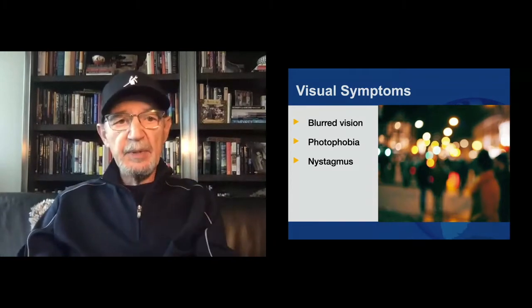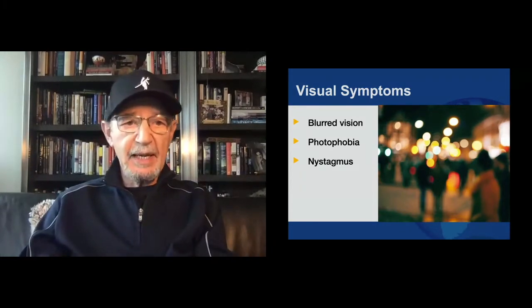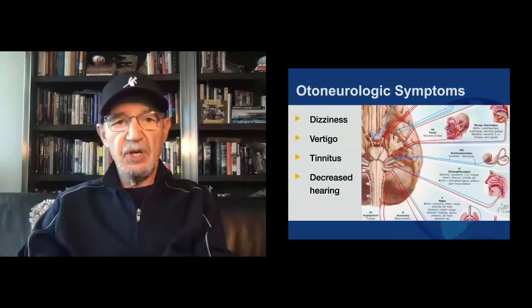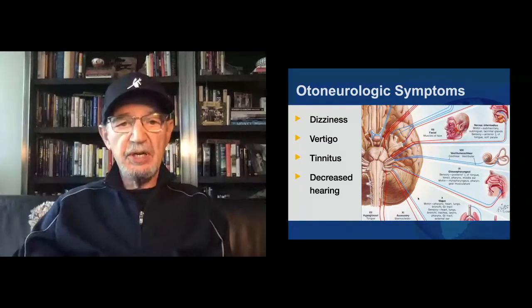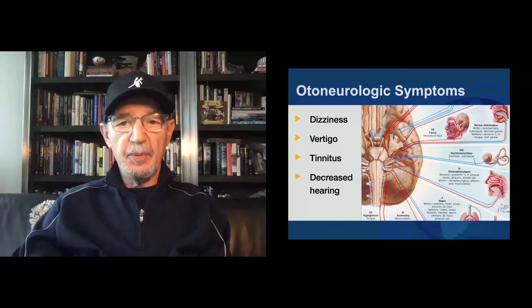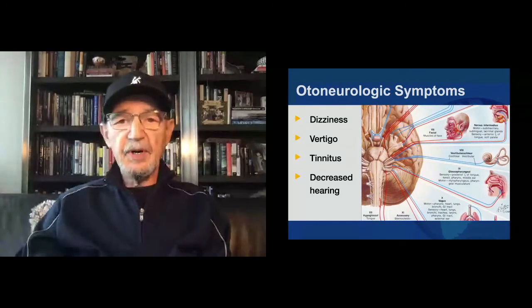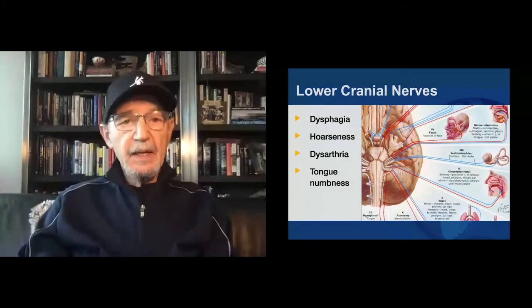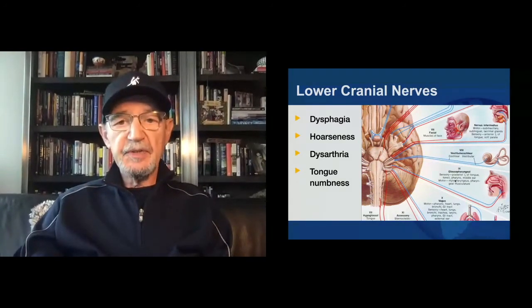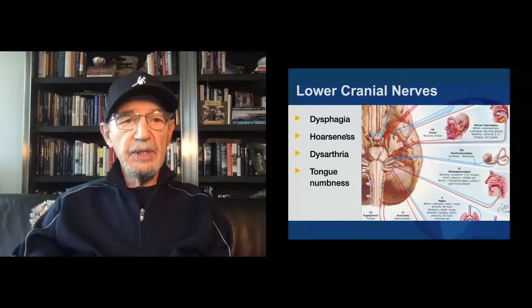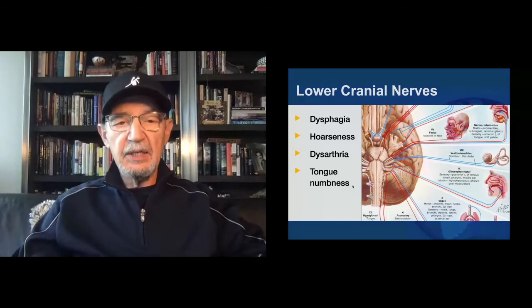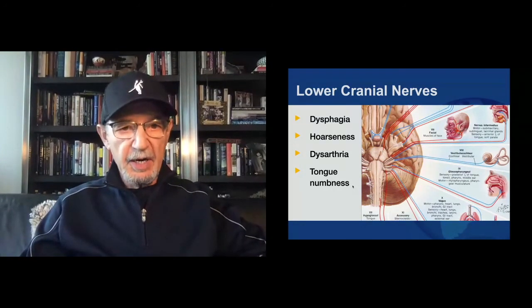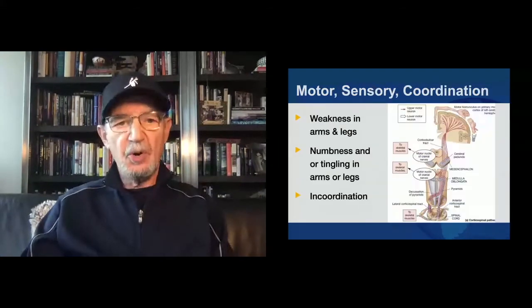Visual symptoms are common. These often are blurred vision, bright lights bothering their eyes, or a jumpiness of the eyes called nystagmus. Dizziness, vertigo, ringing in the ears, decreased hearing. The Chiari is down in this area of the brainstem, and it can affect some of the functions of these nerves, like the eighth nerve going to the ear. The lower cranial nerves, in particular the glossopharyngeal nerve right here in our throat, can lead to dysphagia, hoarseness, dysarthria, numbness of the tongue, again, being compressed by the Chiari. The wires and the nerve centers aren't working well.